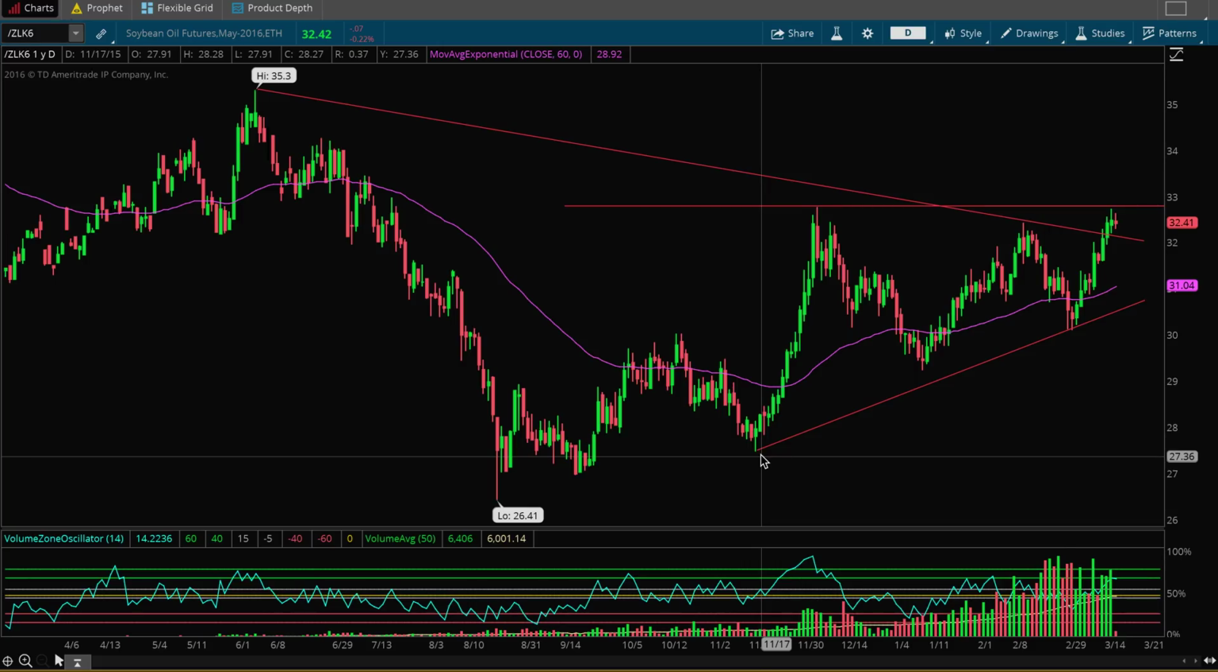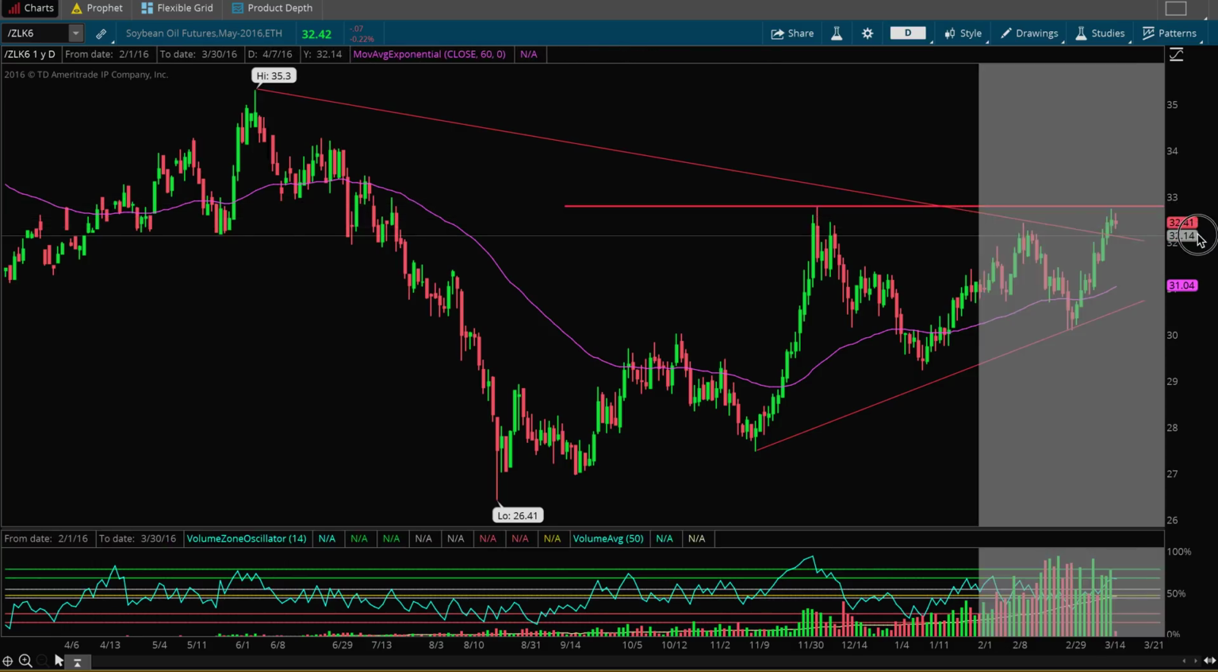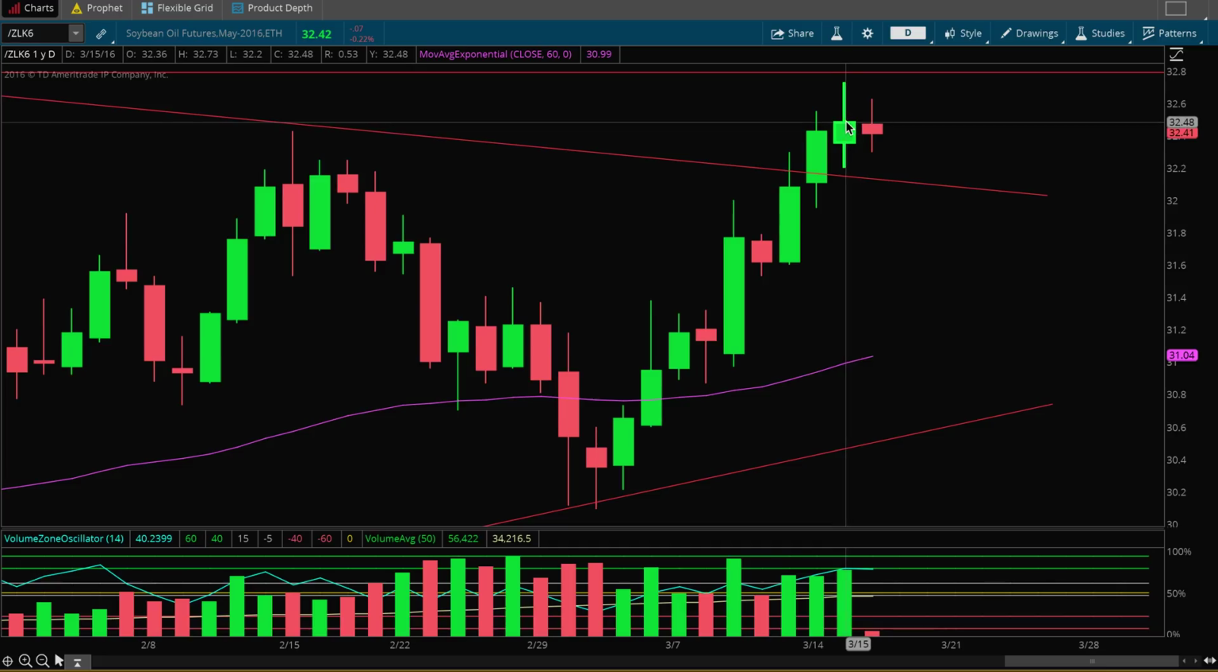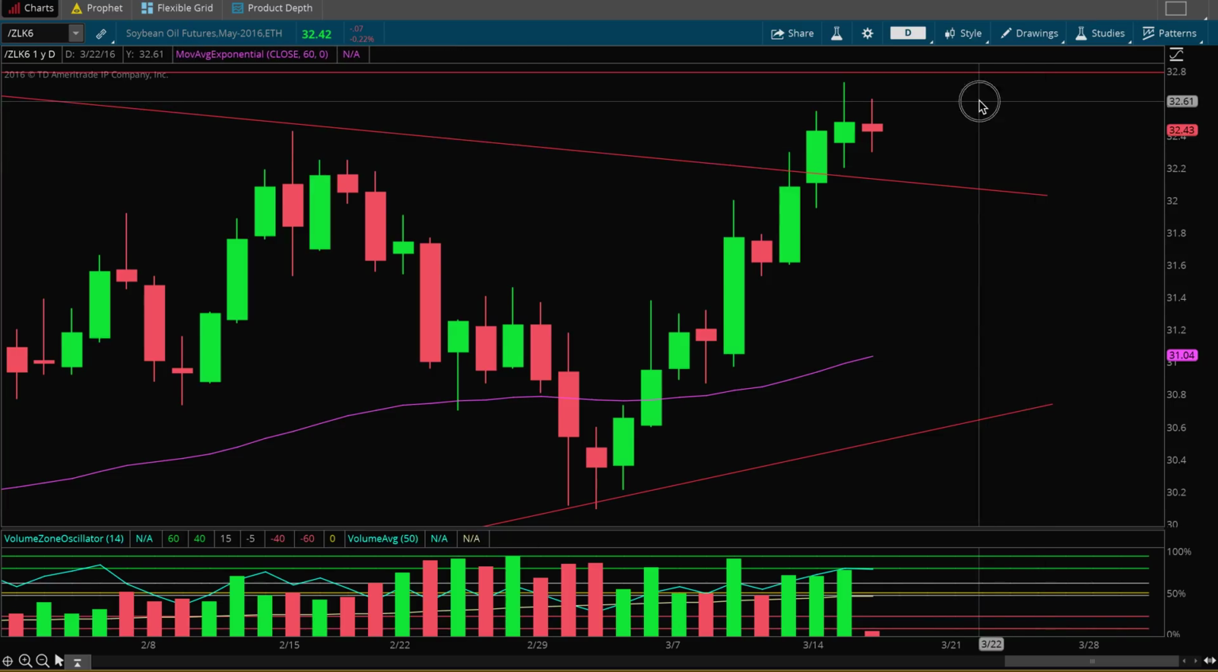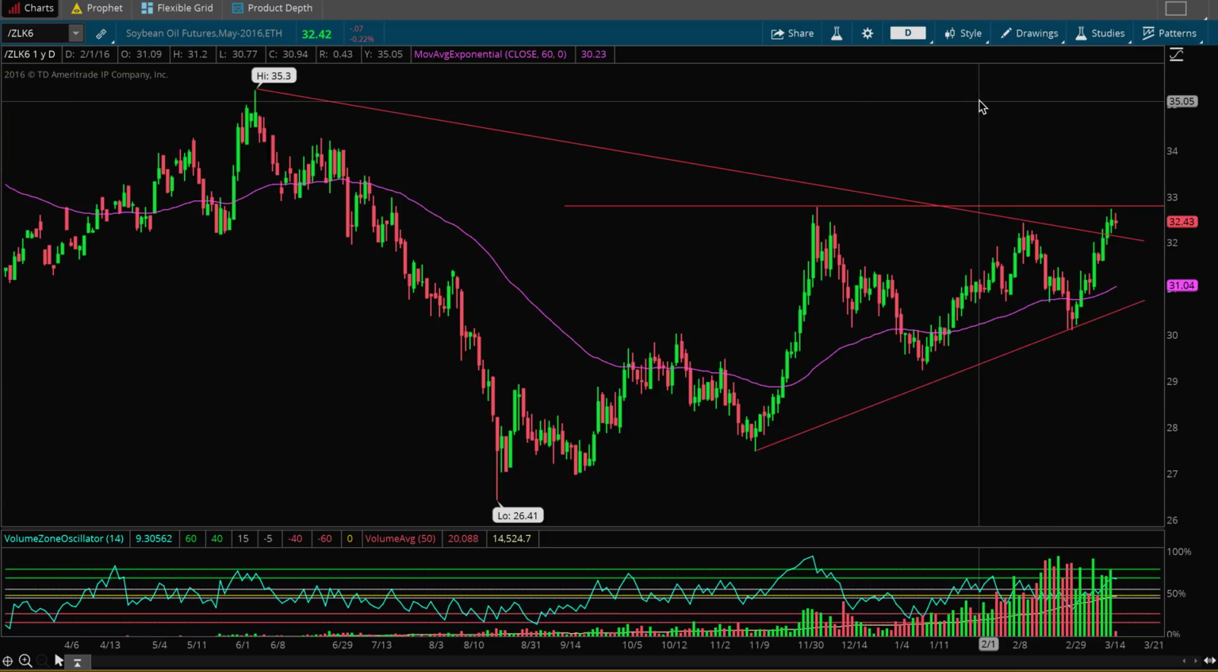And why? Okay, first thing is that soybean oil reached a resistance level. It reached it yesterday, and yesterday it formed a sort of shooting star, and in volume spread analysis we could call it an upthrust, a pseudo upthrust, because the volume is high. As we know, shooting star and upthrust are possible reversal figures.